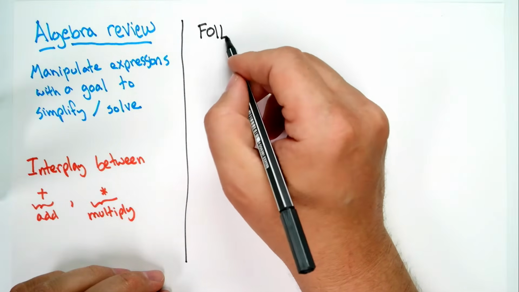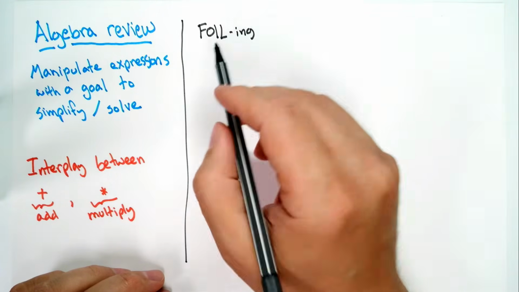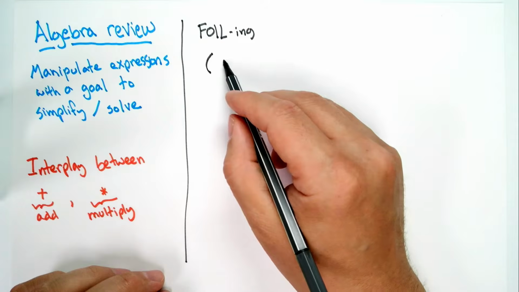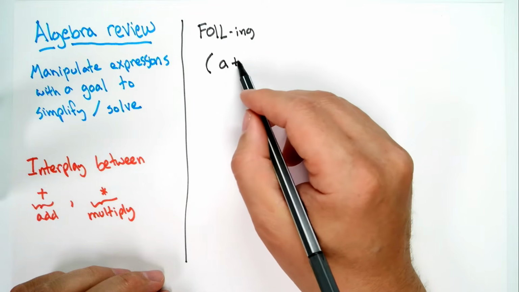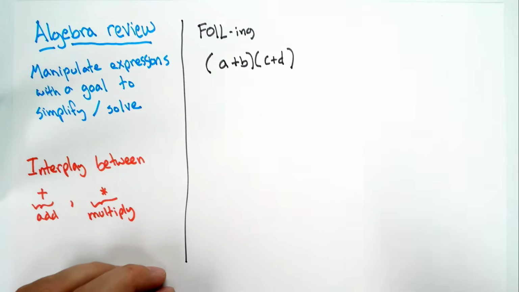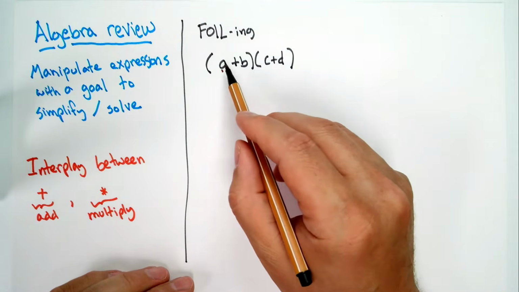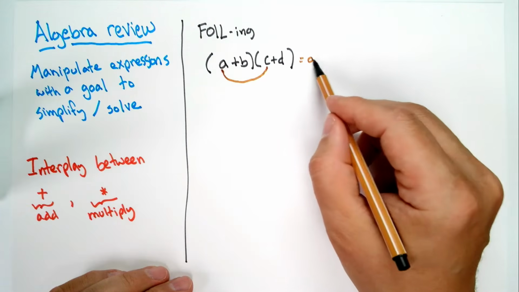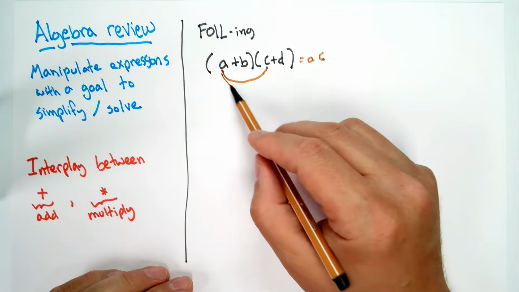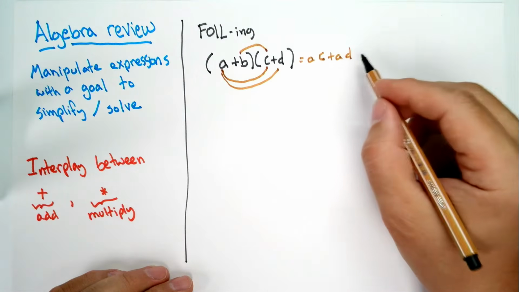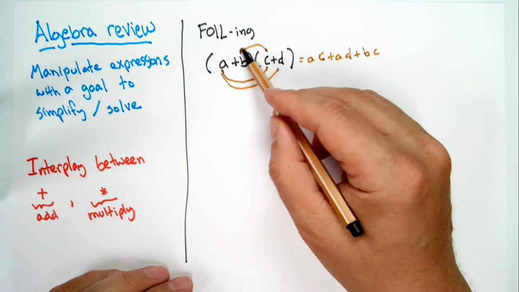Foiling is something you may have heard of, and the idea comes from first, outer, inner, last. But really the principle is the following. Suppose I have two things multiplying together. Let's say A plus B and C plus D. Then when we multiply these together, we want to get all possible combinations. In other words, I'm going to pick something from the first term and something from the second term. So I could pick A and C, so I get AC. Or I could pick A and D. Or I could have picked B and C. Or I could have picked B and D.